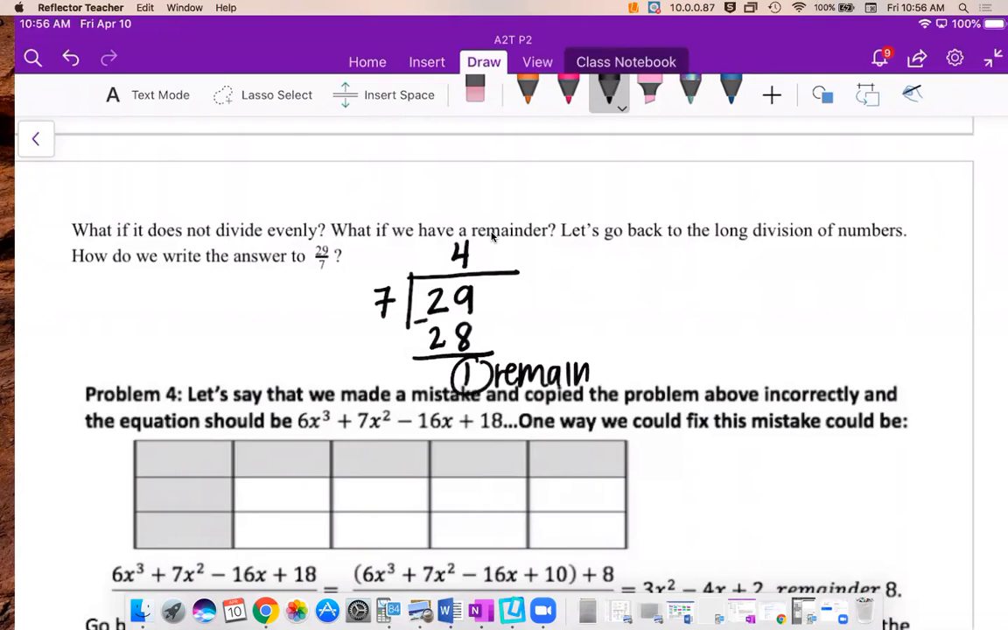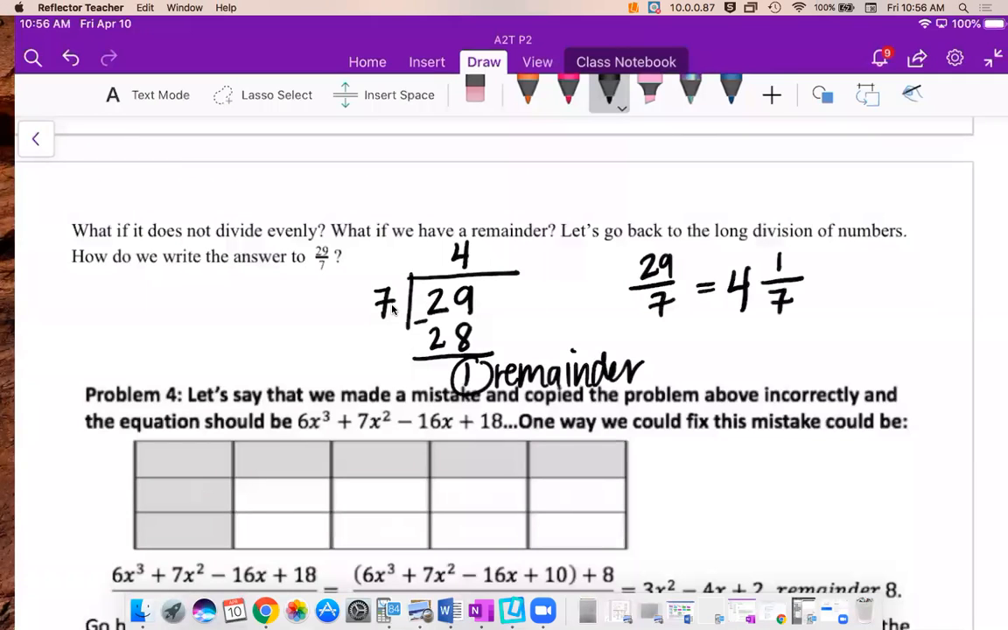Now we write this in a different way. So if you do 29 divided by 7, we say that answer is 4 because it goes in 4 whole times, and then it is 1/7 left over. So you have your remainder over what you were dividing by. So this is how you write your final answer to division problems whenever they don't divide evenly.